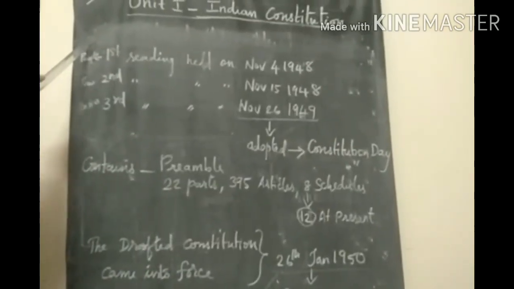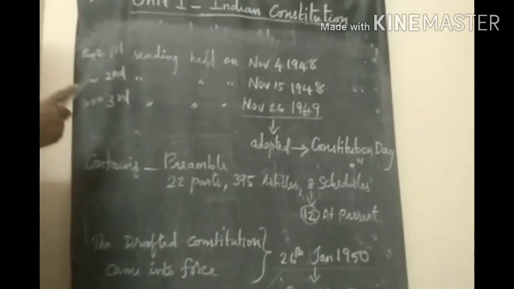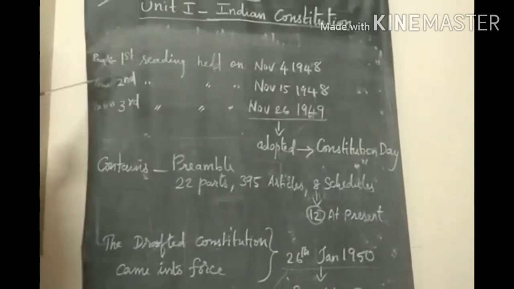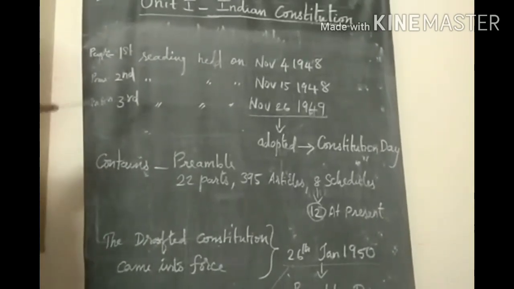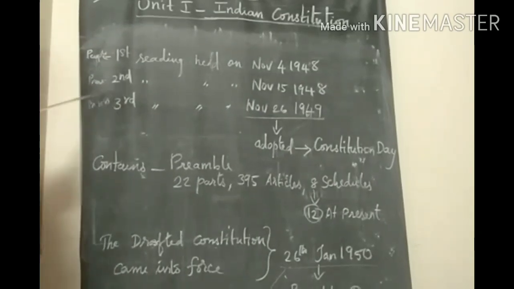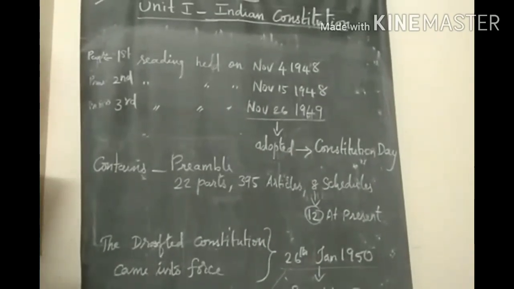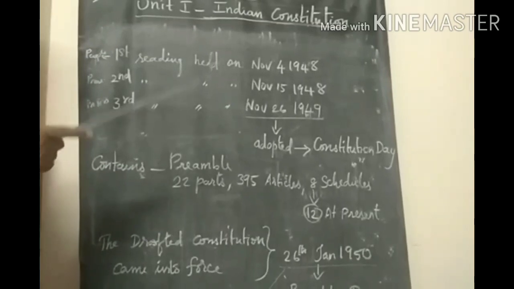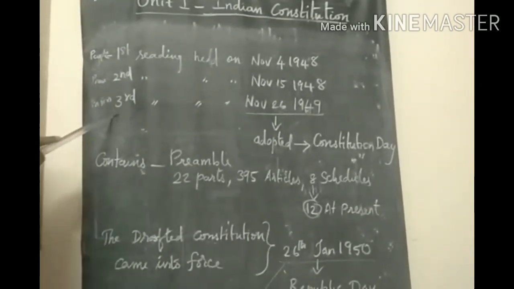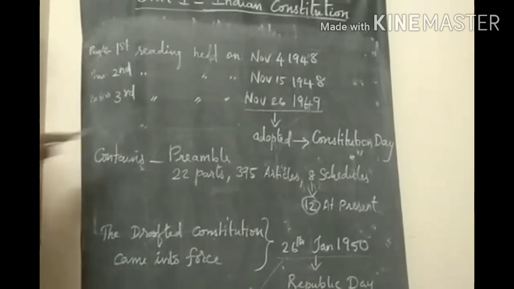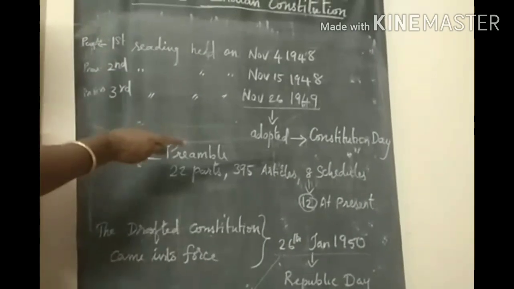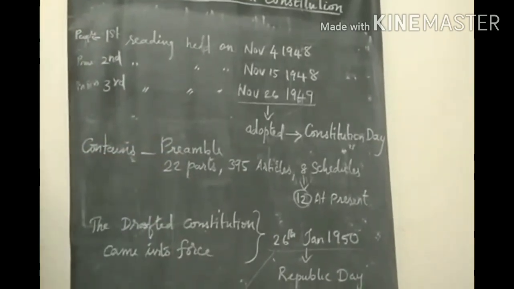The draft has been discussed in different readings. The first reading was held on November 4, 1948 by the people, the second reading was held on November 15th, 1948 by the press, and the third reading was held on November 26, 1949 by the provincial people. Okay, provincial. So this November 26, 1949 was adopted as Constitution Day.